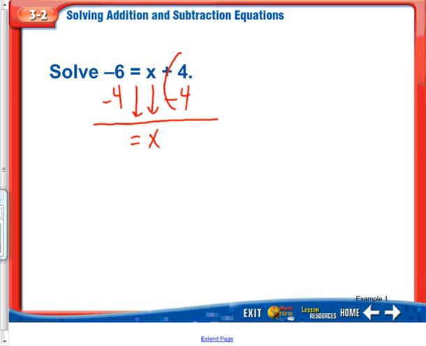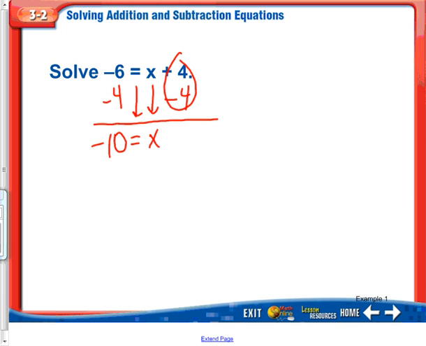4 minus 4 is 0. We can circle that if we want. Now, we think about our integer words. I owe 6 and I owe 4. So I know that I'm going to owe money. You owe one person $6 and you owe another person $4. So overall, we owe 10. So x equals negative 10 is our solution.